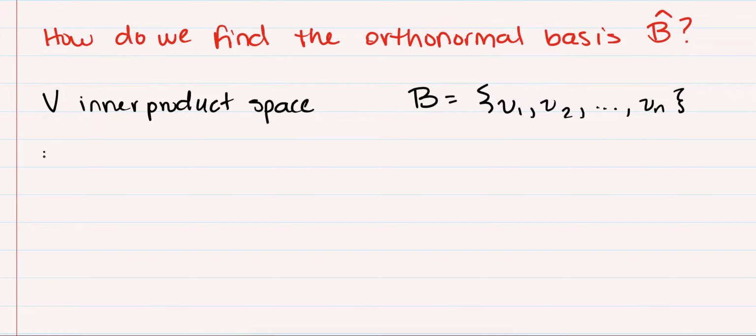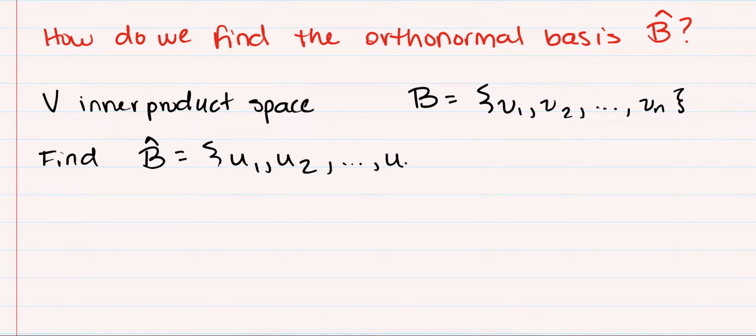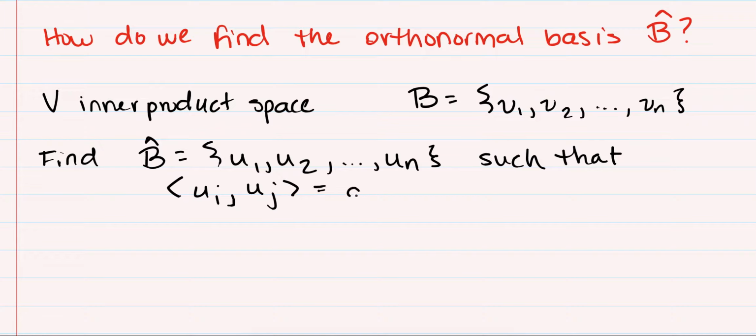And we want to find a basis B hat, which is U1, U2 to Un, such that Ui with Uj, the inner product, is equal to delta Ij.